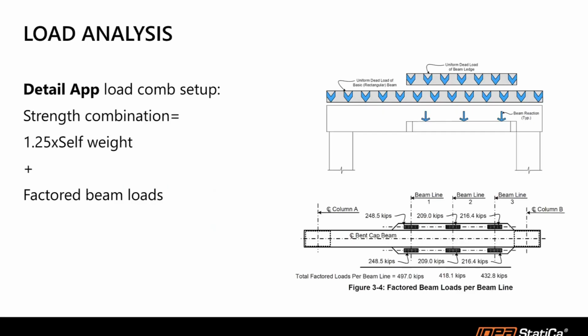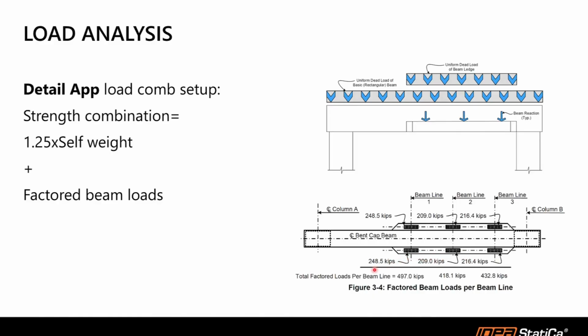Now let's review the loads in the example. The self-weight is calculated as a linear load. So they provide this information. And they also provided factored beam reactions at the ledge. Okay, so you can see beam line 1, 2, and 3. So we have 3 beams coming into this side, another 3 beams coming into this other side.